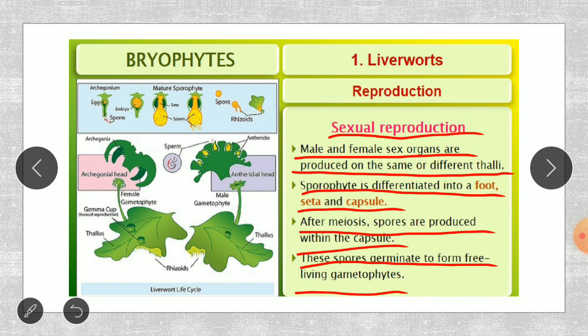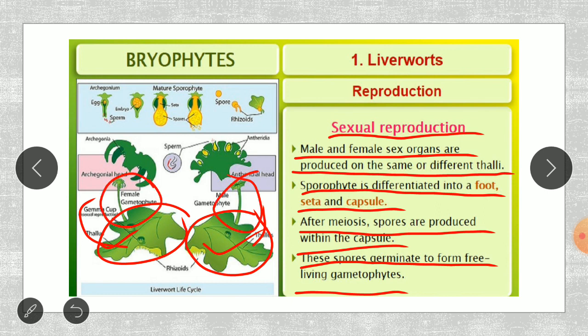That is, the male and the female organs are going to be present on the same thalli or on different thalli. Suppose there is a female here and a male there. Then from this male and female, we can see that the gametes are going to be produced. These gametes develop into a sporophyte.